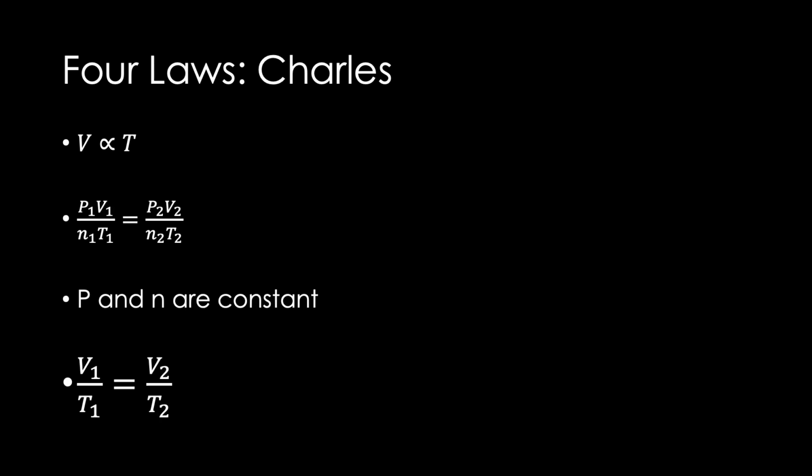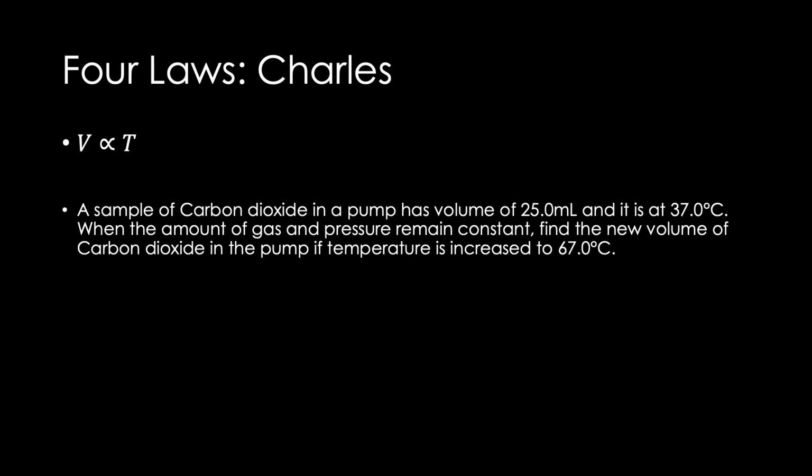Here is the equation for Charles's law. It is V1 over T1 equals V2 over T2. Again, we can derive it by just using the ideal gas law equation, but eliminate P and n since those are kept constant, and we get the correct equation, V1 over T1 equals V2 over T2.